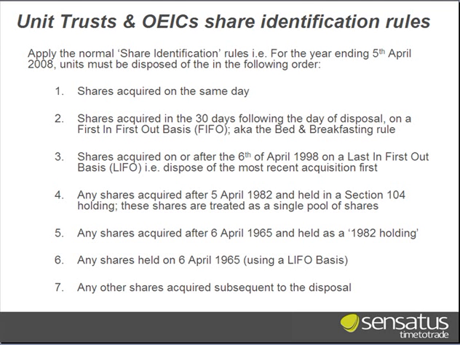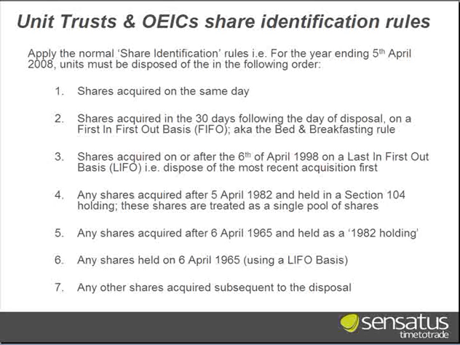And for the year ending 5th of April 2008, the share identification rules are: firstly, you match any disposals against shares acquired the same day. You then identify any shares bought within 30 days in the future from the time that you sell. So if you sell some units today and within 30 days in the future you buy some units back, then the purchase that you make 30 days in the future is matched with the disposal today. That is called the bed and breakfasting rule.